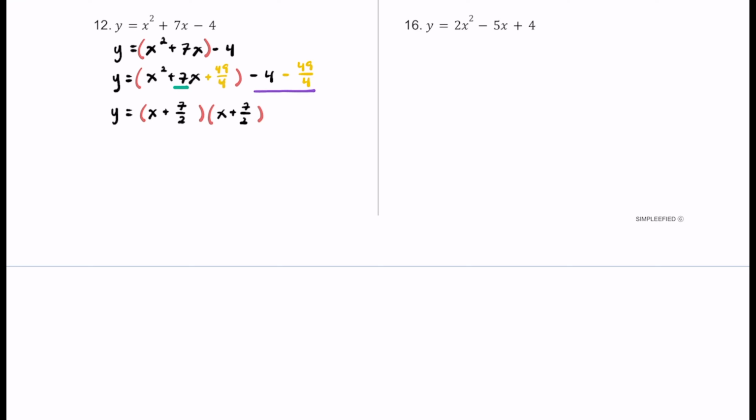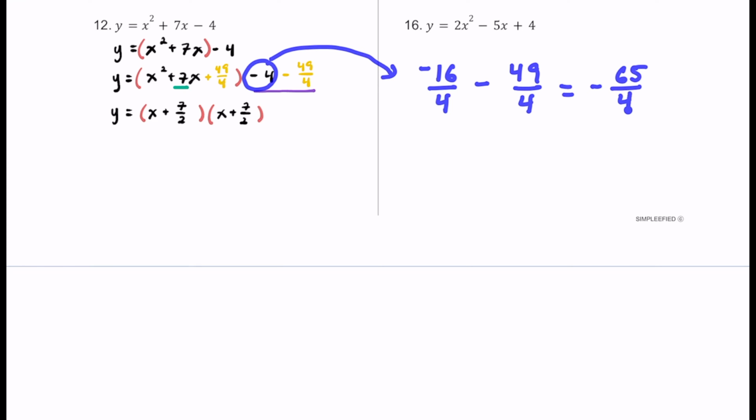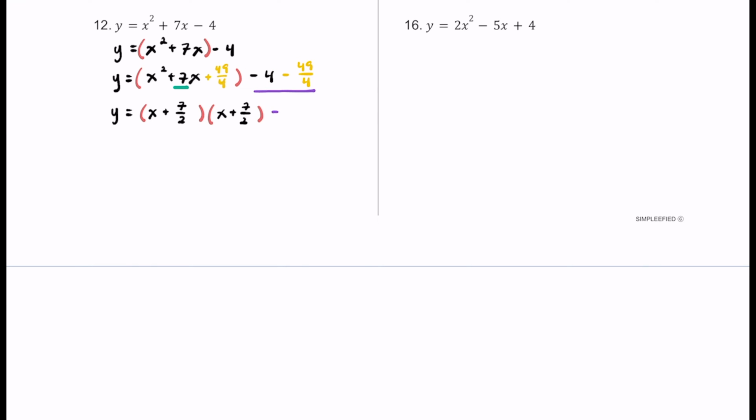And then for the constant on the outside, we have to work for this a little bit. So this negative 4, in terms of fourths, if we times by 4, would be negative 16 over 4. Take away 49 over 4. So it's going to be negative 16 plus negative 49. So I think that's going to be negative 65 over 4. All right, so feel free to pause to think about that for a moment. I think it's going to be negative 65 over 4.